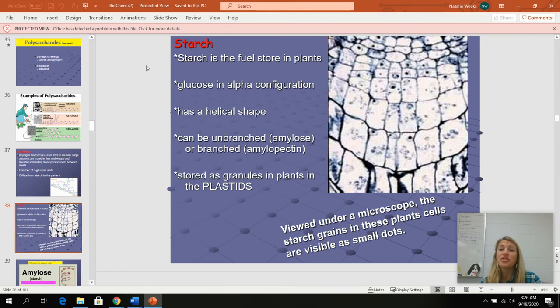So starch, this is how plants store that energy. Also, alpha glucose can be unbranched or branched.